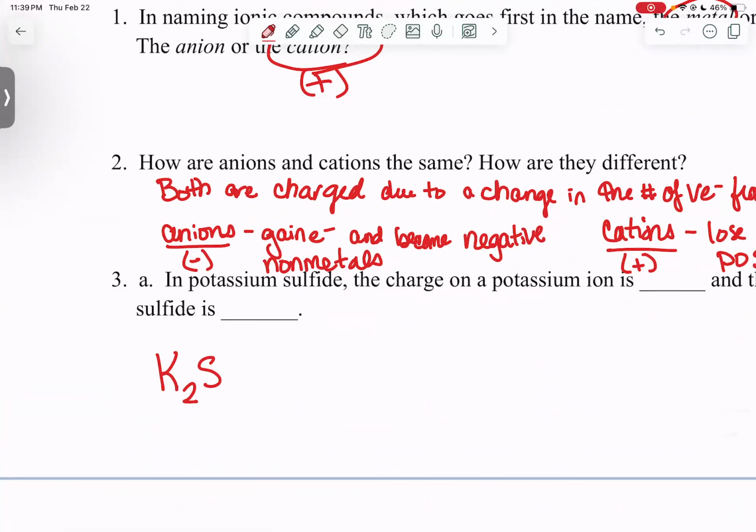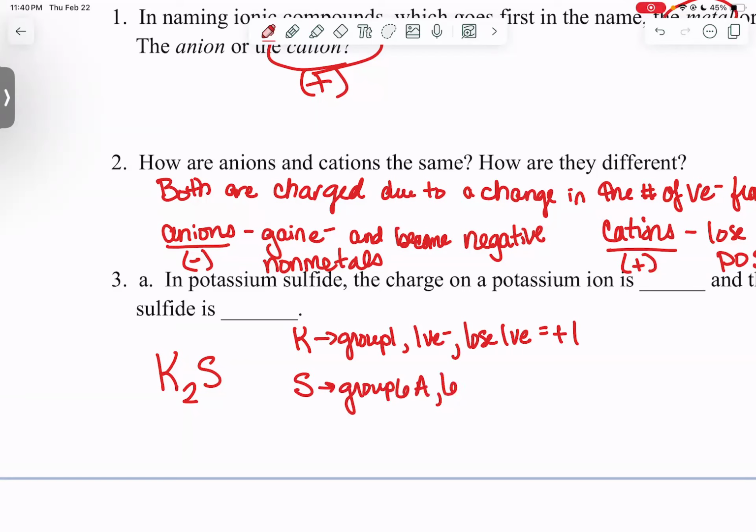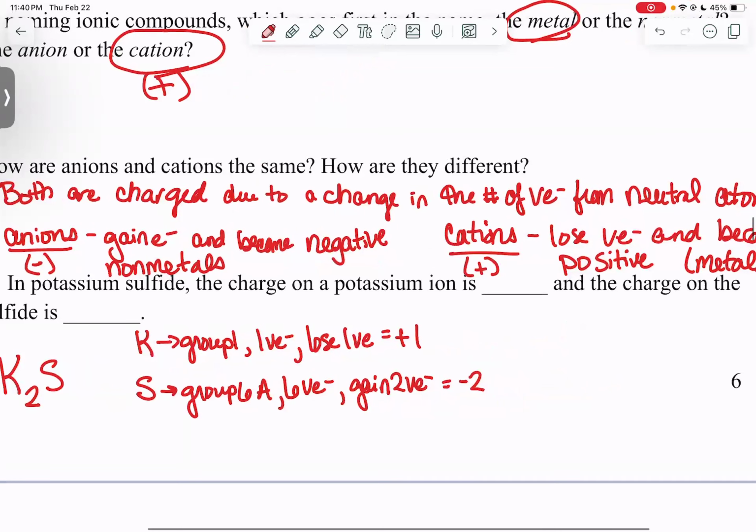So let's do this. K is in group 1, right? That means it has 1 valence electron. It's going to lose its 1 valence electron. It's going to end up with a charge of +1. Sulfur, this one is in group 6A. It has 6 valence electrons. It's going to gain 2 valence electrons for a charge of -2.